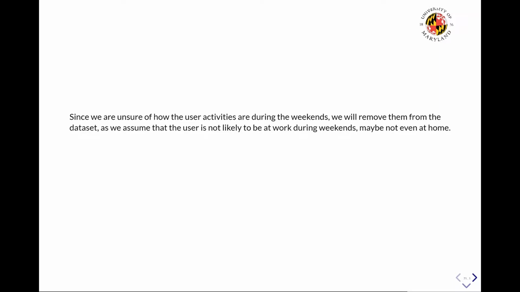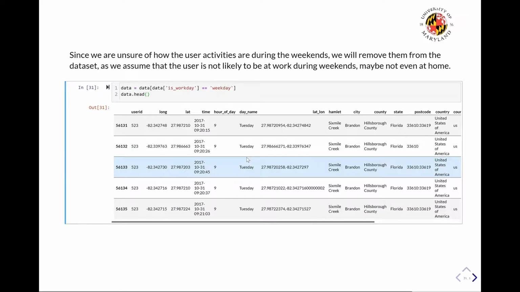Now, since we don't know where the user can be during the weekends, we will just remove those tweets from our dataset to get more concrete and accurate results. The user may or may not be at home. That's why we believe that it's best to remove the tweets to eliminate the ambiguity. So here we just save the tweets which have the is workday column as weekday. So that's our resultant data set.